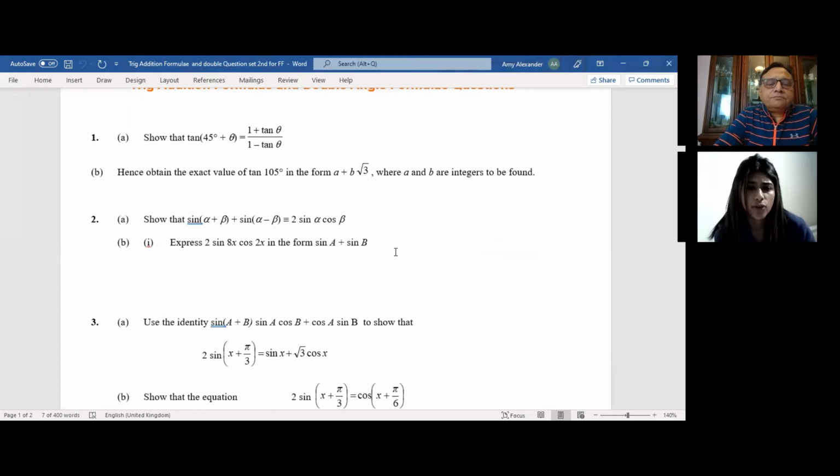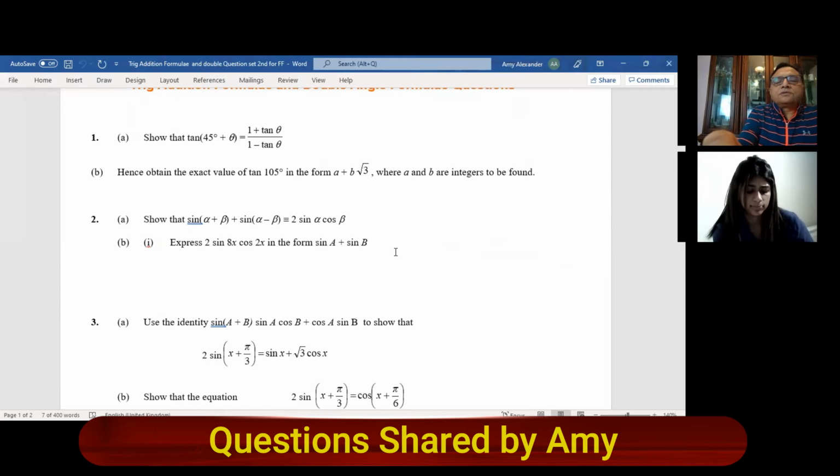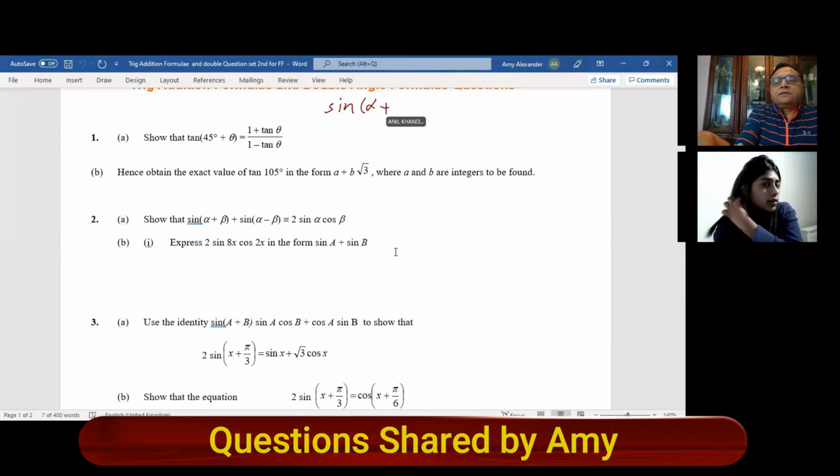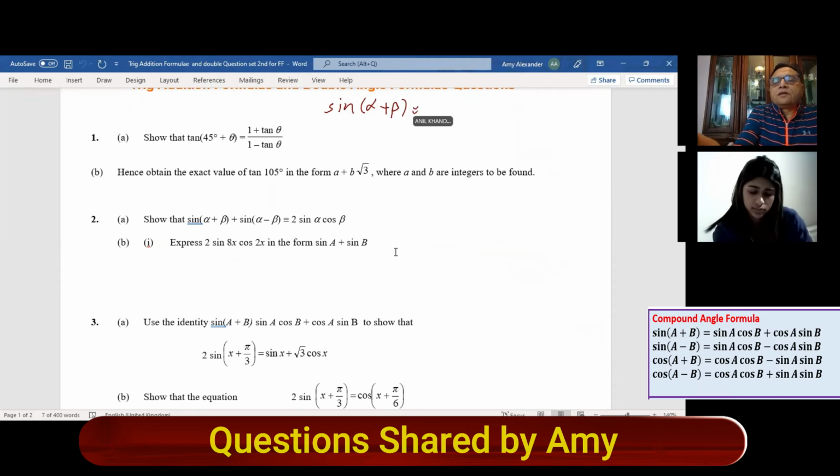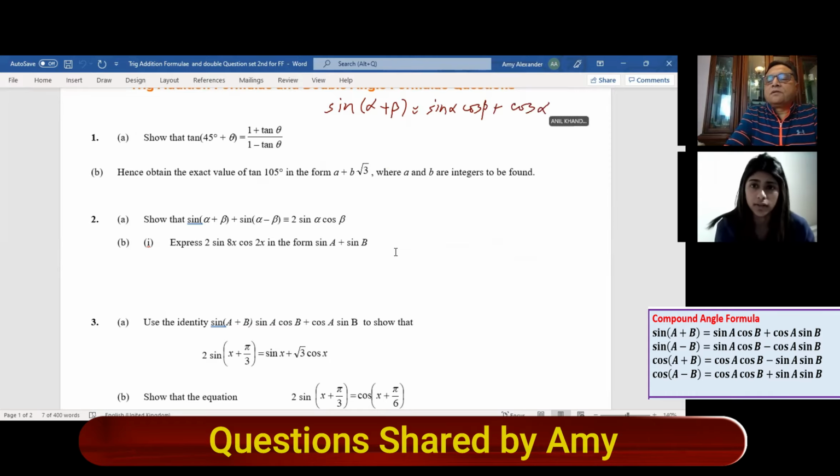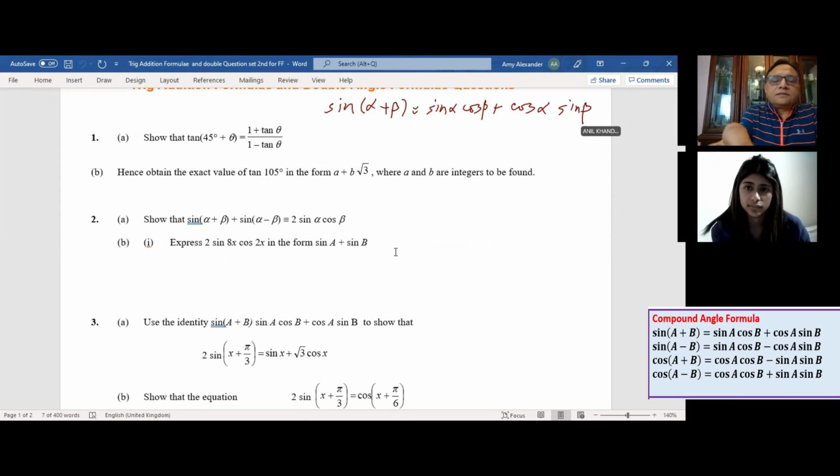Question 2a. Show that sine alpha plus beta plus sine alpha minus beta is 2 sine alpha cos beta. Correct. So that should not be difficult. You know the formula, right? So sine of alpha plus beta equals sine alpha cos beta plus cos alpha sine beta. And sine of alpha minus beta is? Sine alpha cos beta minus cos alpha sine beta.